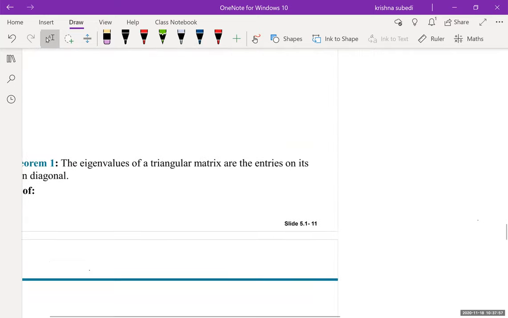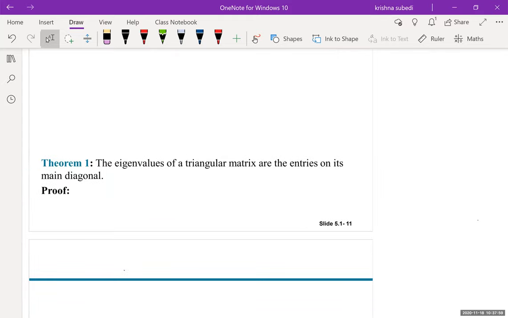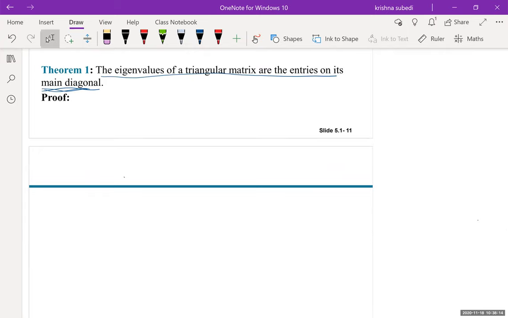Now let's look at one theorem. The eigenvalues of a triangular matrix are the entries on its main diagonal. The proof we will do later, but let us use this theorem to solve the next questions. If the matrix is triangular, finding the eigenvalues is pretty easy. You just choose those entries on the main diagonal.